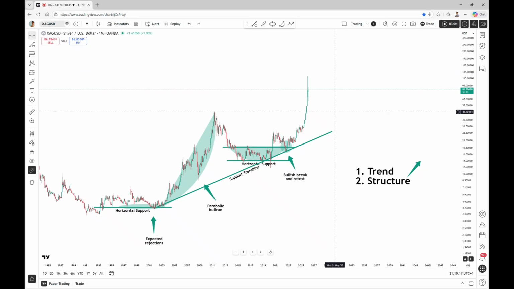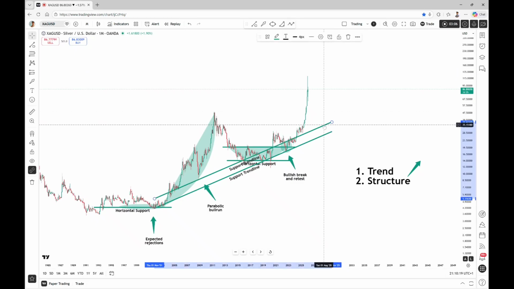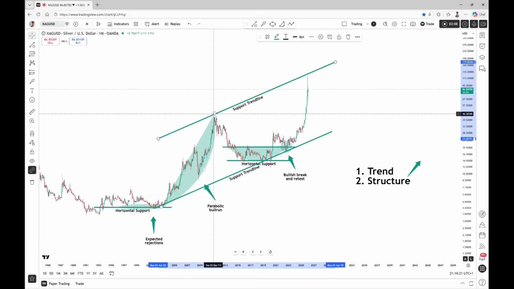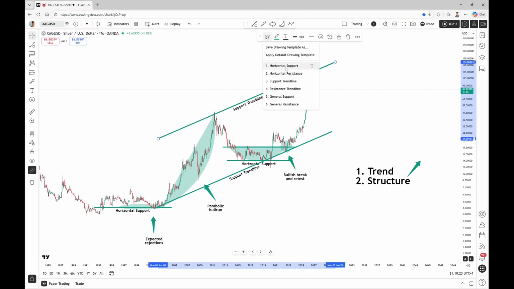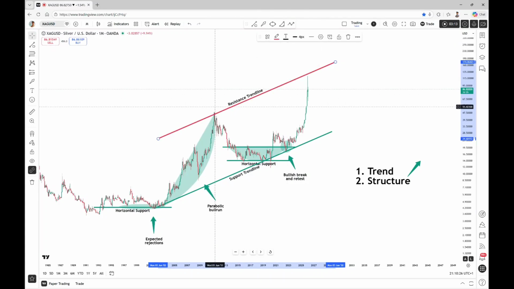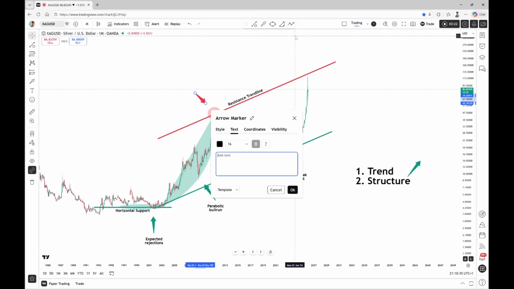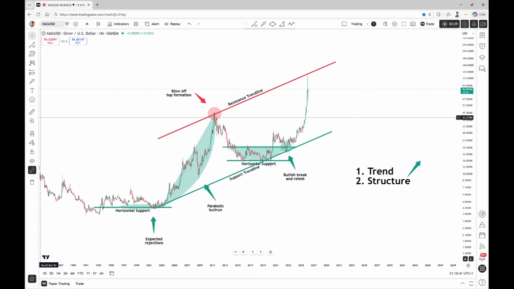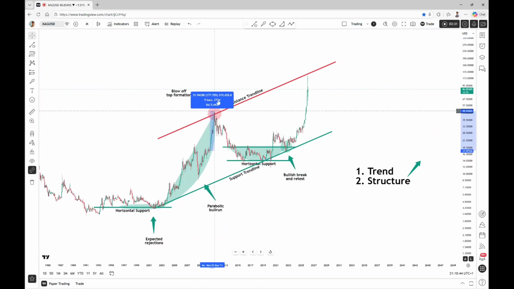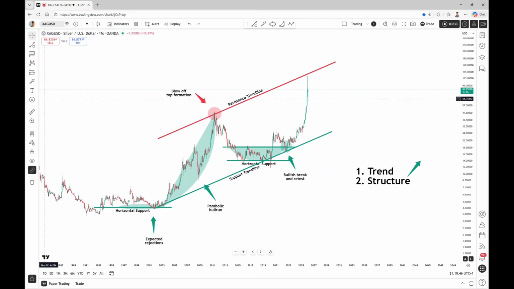But if we now duplicate the support trend line and connect it with the all-time high of 2011, you can see that for the past more than 1 decade, silver has been trading in this rising channel formation. Back in 2011, after silver created this bull run, we witnessed a so-called blow off top formation on silver, where within a very short period of time, we had a very parabolic rally of 180%. And then from here, silver started the next major correction.